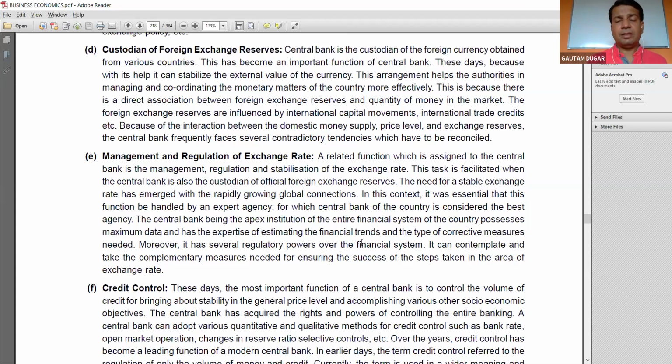But still, under the flexible exchange rate mechanism, we also have a managed flexibility. At times, if the government feels, the RBI feels, that the exchange rates are fluctuating too much, then the RBI can intervene in the market to contain the fluctuations in the exchange rate of the rupee vis-a-vis other foreign currencies.